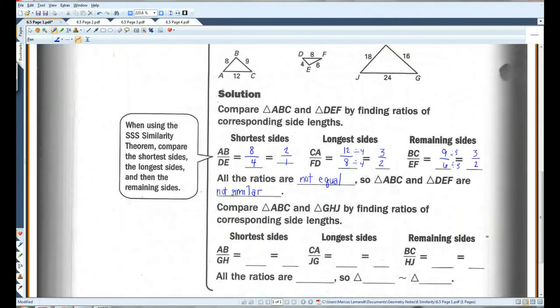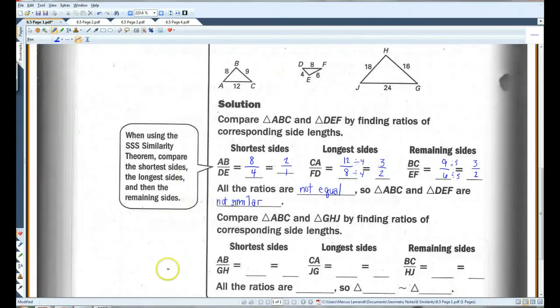Let's try the other two triangles. AB and GH. AB is 8. GH is 16. This simplifies to 1 over 2 if you divide top and bottom by 8. CA and JG. CA is 12. JG is 24. This also simplifies to 1 over 2 if you divide top and bottom by 12. BC is 9. HJ is 18. You divide top and bottom by 9. You get 1 over 2.